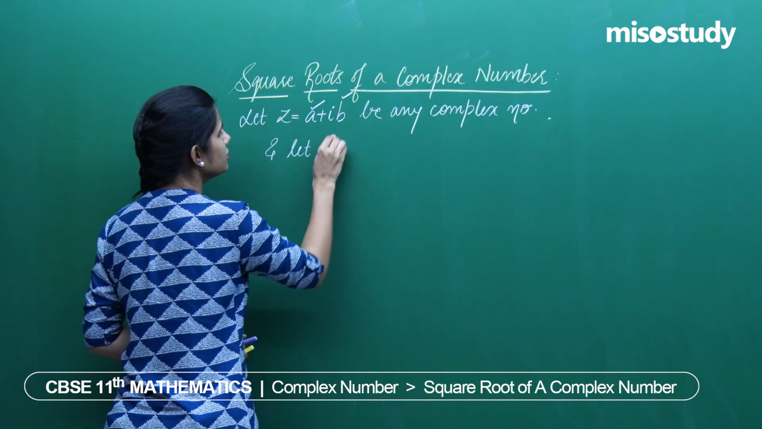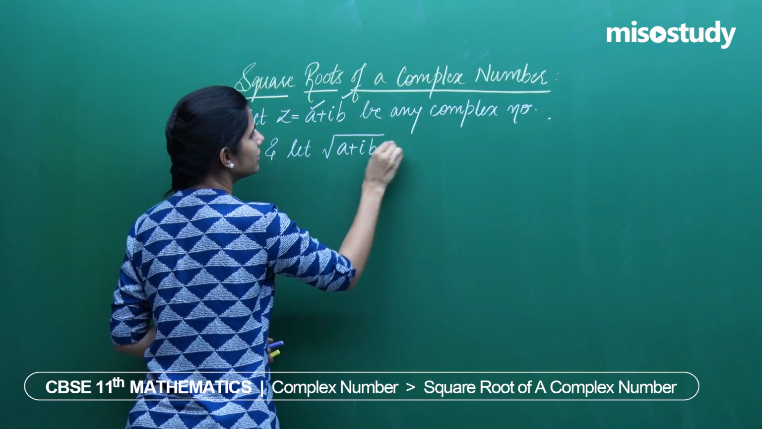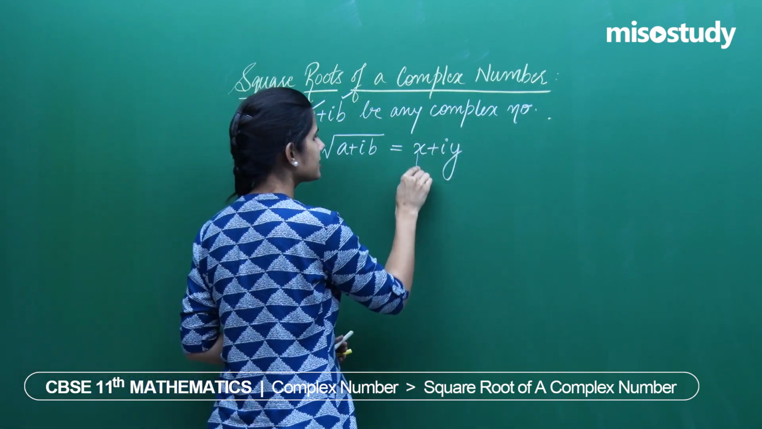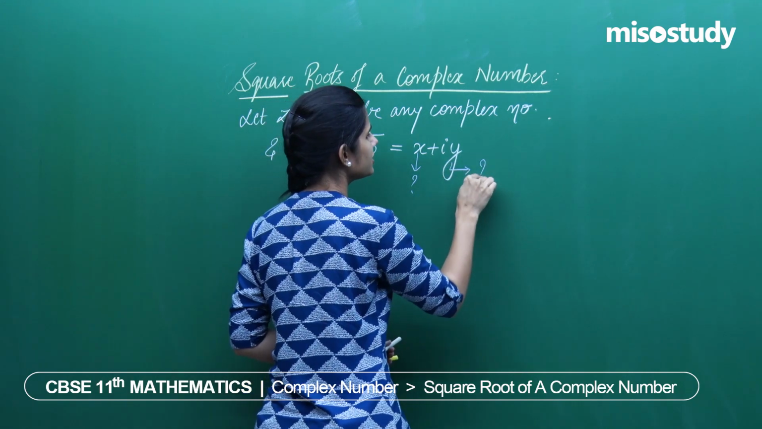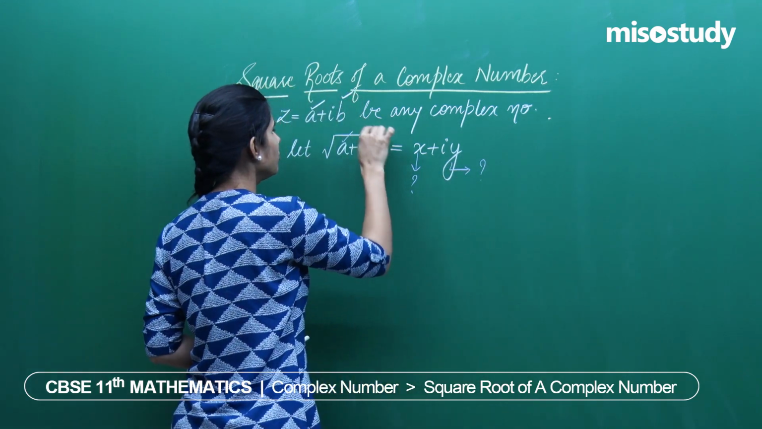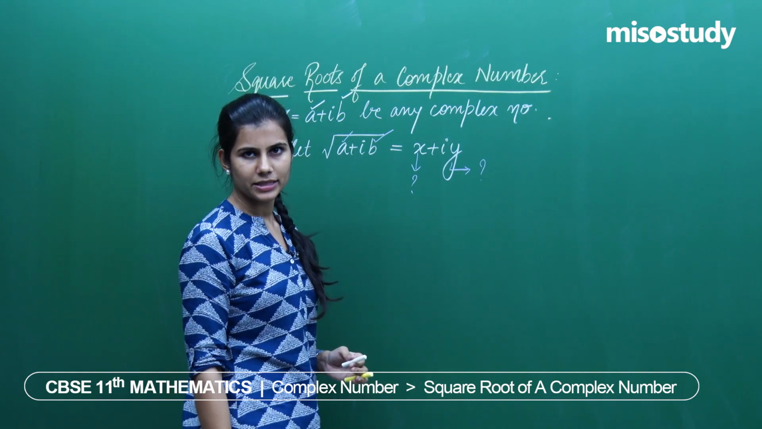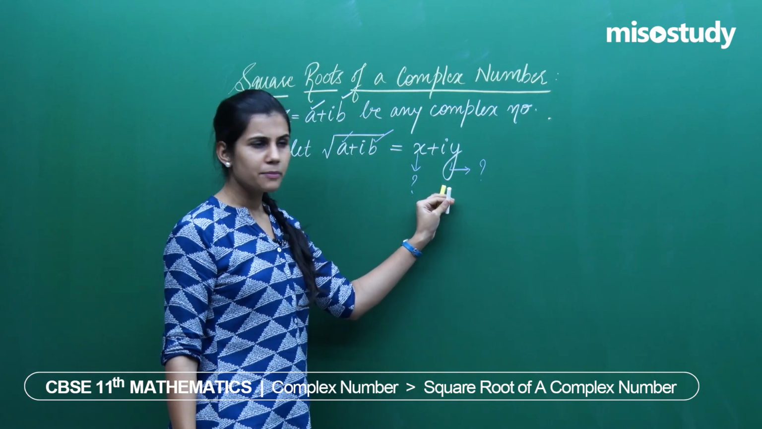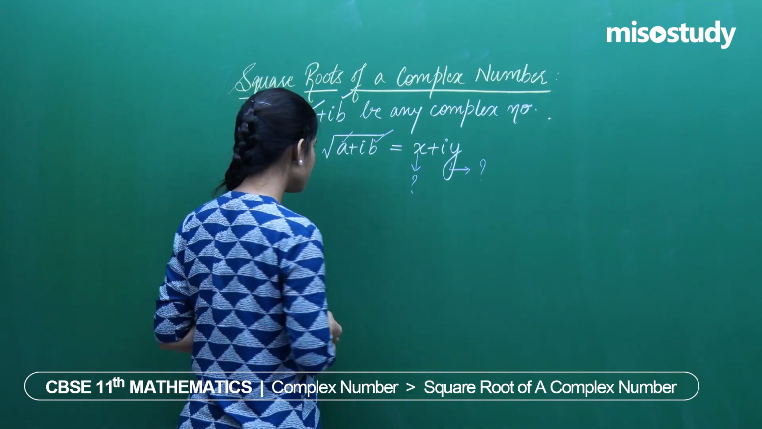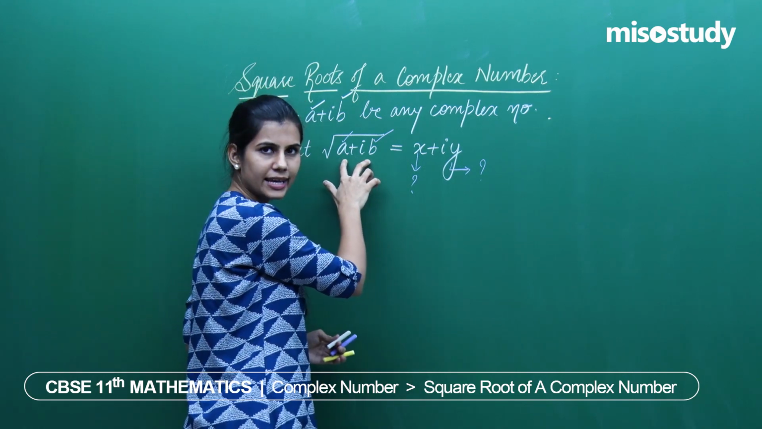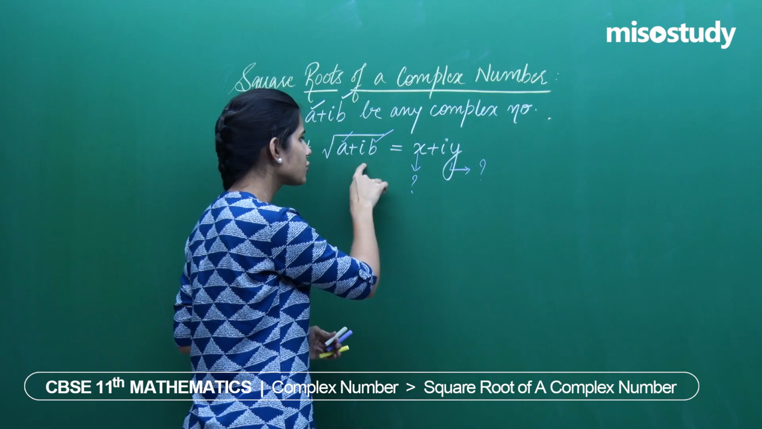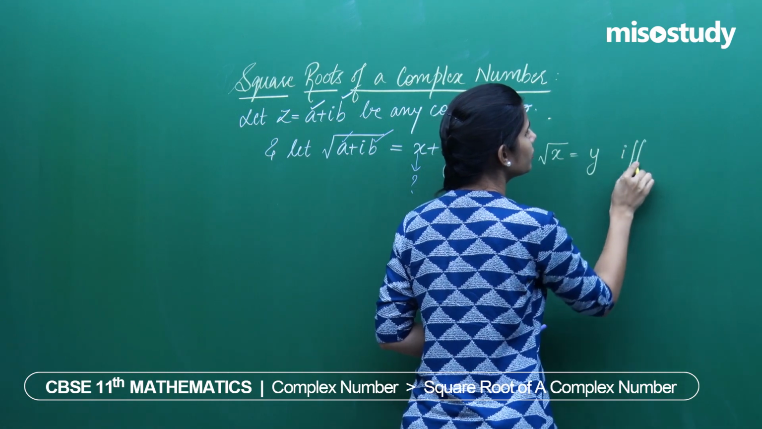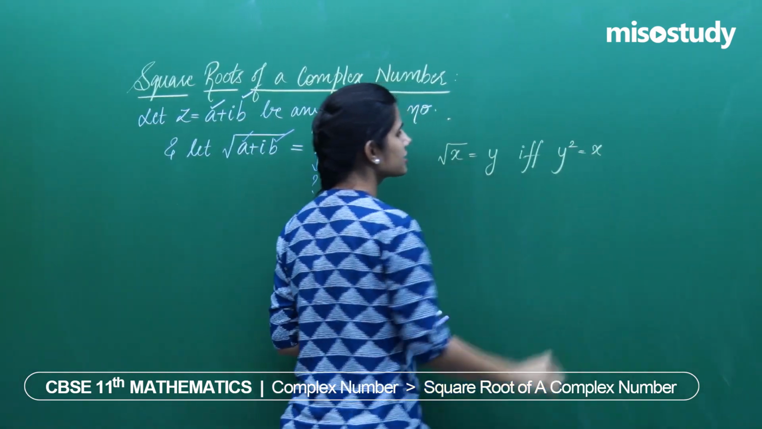and let square root of a plus iota b be equal to x plus iota y. Now this x I don't know, this y, as I was saying, I don't know, but a I know and b I know. This is my given complex number. I wish to compute its square roots. So the square root of a complex number will come out to be a complex number, say it is x plus iota y. I told you that square root of a number x is equal to y if and only if y square is x. You know this? Root x is y if and only if y square is x.